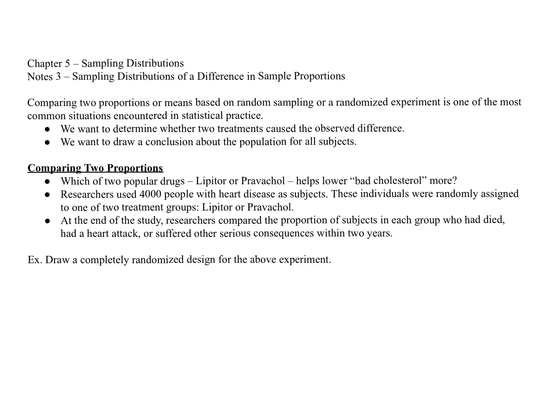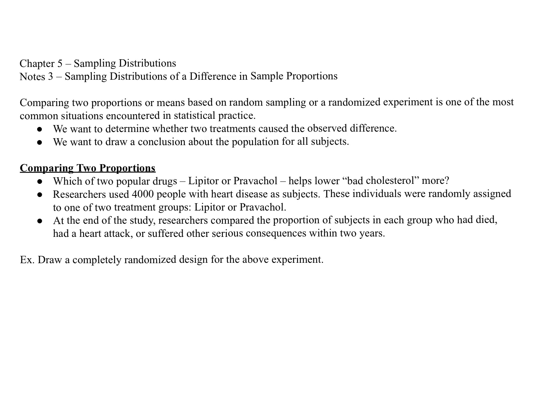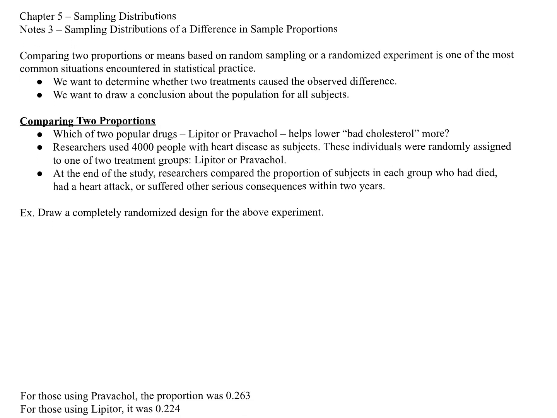In section 3, we're going to take a look at sampling distributions for a difference in sample proportions. If you're comparing two proportions or means based on random sampling or a randomized experiment, it's a very common situation encountered in statistical practice. The goal is to determine whether or not two treatments cause the observed difference, and then to draw a conclusion about the population for all subjects. We're going to take a look at this through an example.